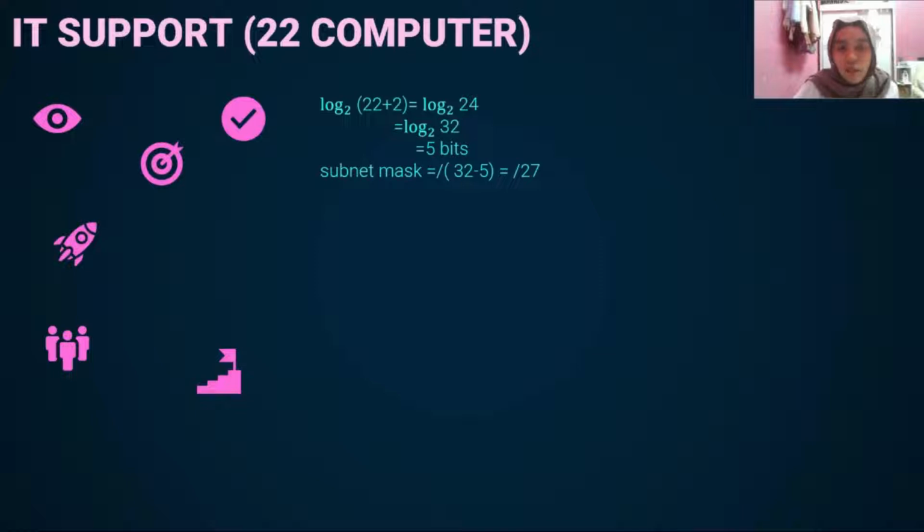By using the same formula as before, we are going to take log 2 of 22 computers plus 2. We will get log 2 of 24. And if you click in the calculator, you will get a decimal number. That's why you have to find the nearest number to 24, which is 32. And you're going to click log 2 of 32, you will get 5 bits. And that is how you get the number of bits borrowed.